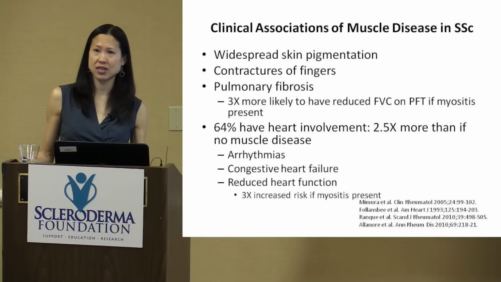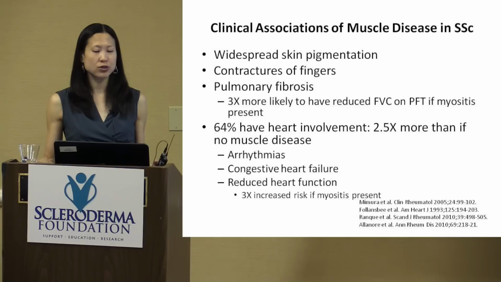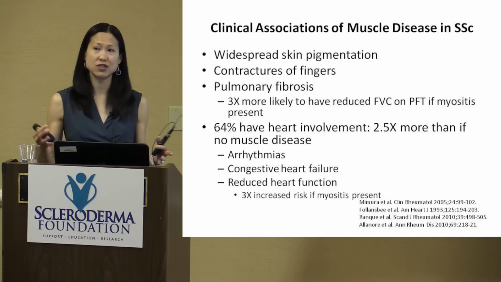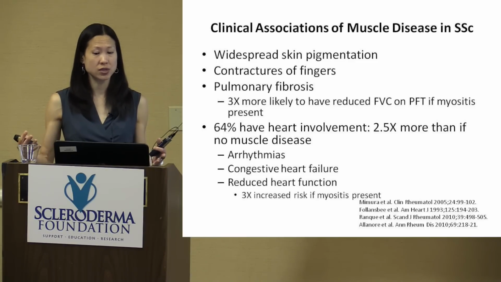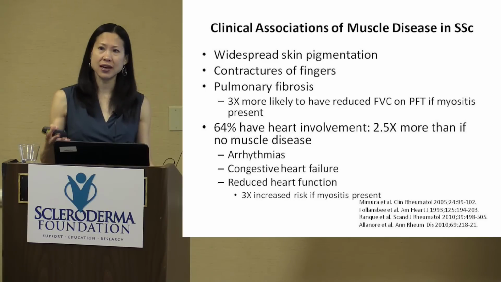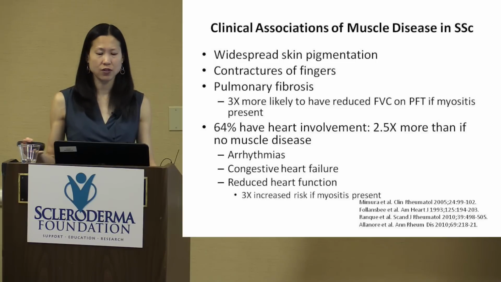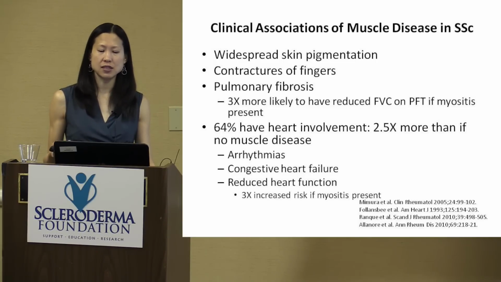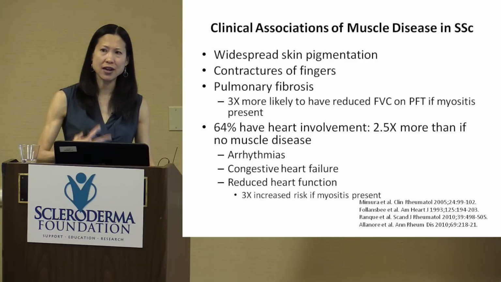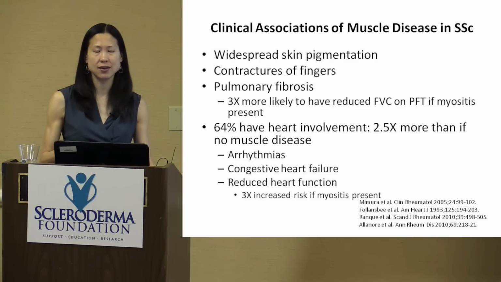Some of the other clinical associations with muscle disease and scleroderma include widespread skin pigmentation. I'm not sure why, but it may have to do with the association with having diffuse skin involvement and having a lot of pigment change associated with that. Contractures of the fingers. Again, contractures are often associated with diffuse skin involvement. Lung disease, pulmonary fibrosis. There was one study that found that you were 3 times more likely to have reduced forced vital capacity on your pulmonary function test if myositis was present. So there's some association between myositis and lung disease, but whether or not that's related to muscle involvement of the diaphragm or truly pulmonary fibrosis, I think is unclear.